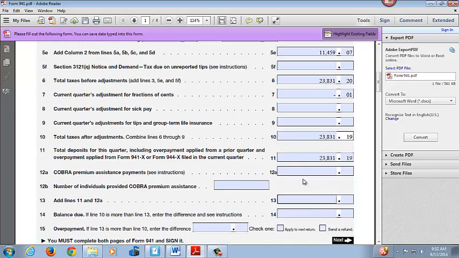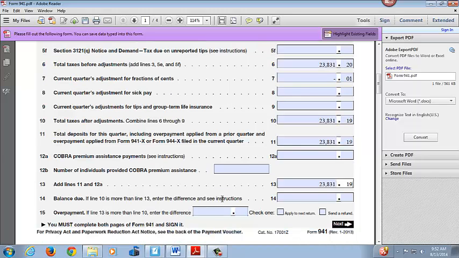You're not going to have to worry about your COBRA premium assistance payments either in line 12A. Then in line 13, we add together line 11 and 12A. So that's $23,831.19 plus 0, which would be $23,831.19. We're not going to have a balance due because we're going to assume that we already paid it, and we haven't overpaid.